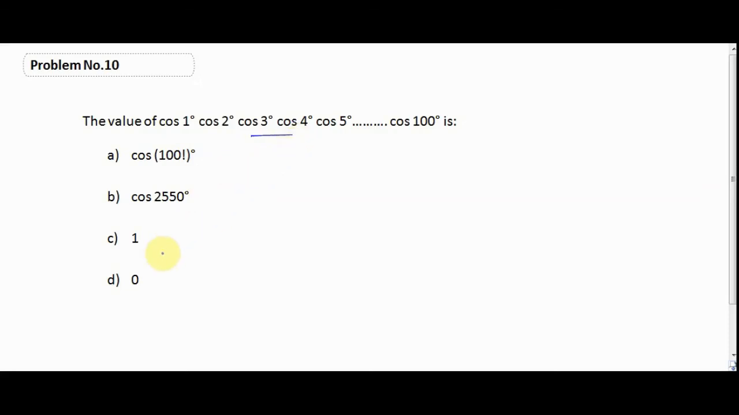The answer will be nothing but 0, because in this product one term will be cos 90 degree, which is equal to 0, and therefore the value of this product will be nothing but 0. So the right answer is option D, that is 0.